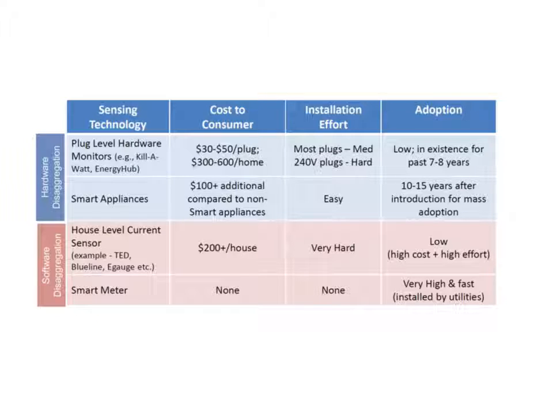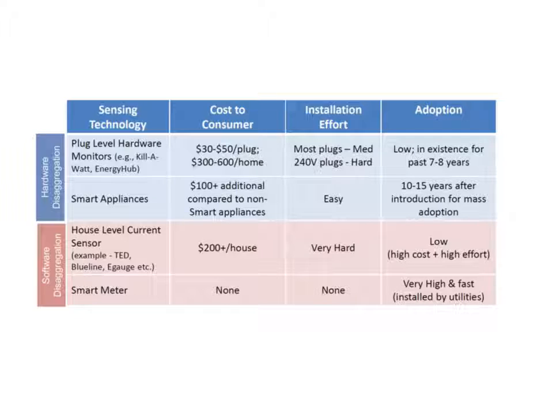And this table just gives you an overview of the options for doing that at the moment. So there's smart appliances, plug level hardware, house level current sensors, and then smart meters. And with smart meter data, again, there's basically no cost to the consumers because the utilities are installing it anyway. The installation effort is really easy, and the adoption is really prevalent. The problem is smart meters don't give you that refined device level data.